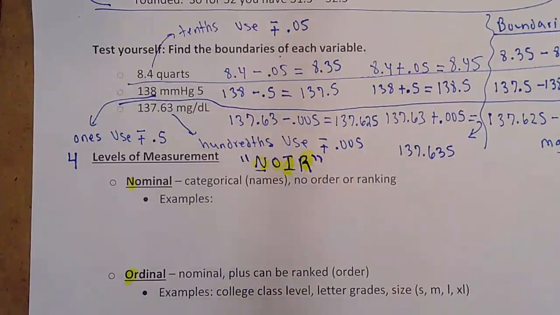Okay, so we have nominal, categorical, so names. There's no order and there's no ranking. And then they want examples of that. And so before I give you examples, let me share with you a table.